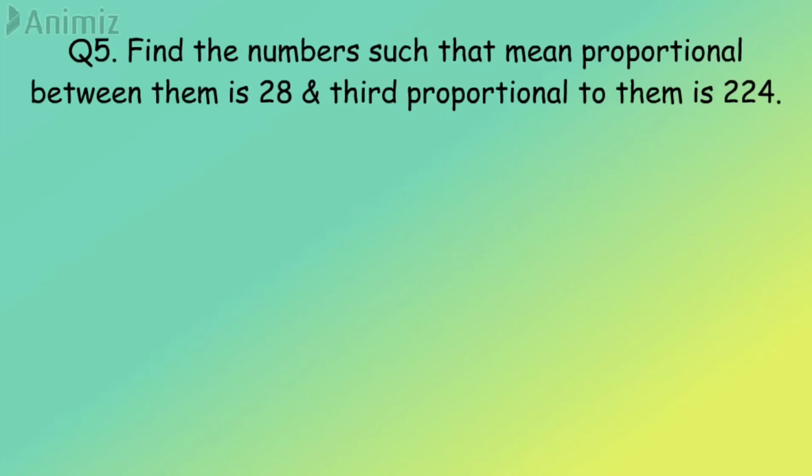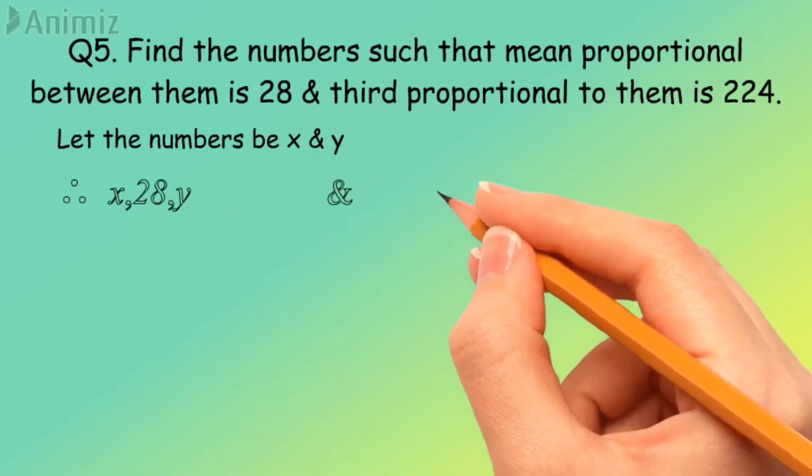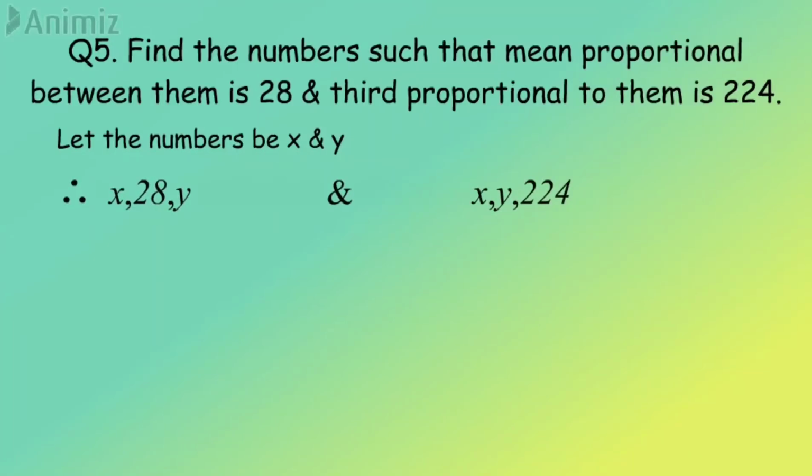Now students, let's solve the next one. Find the numbers such that mean proportional between them is 28 and third proportional to them is 224. So when you consider two numbers, 28 is the middle number for them and 224 is the third number. That means it will come after the numbers. So let's consider the numbers as x and y. Now 28 will be in between x and y according to first condition, and 224 will be after x and y according to second condition. Now when you write both parts in the form of proportion, you will get in this way.